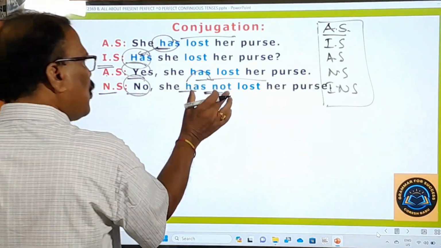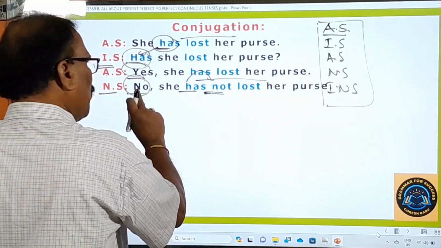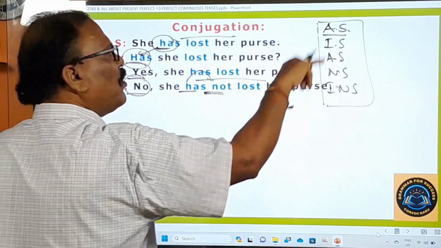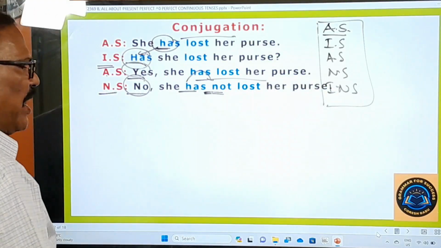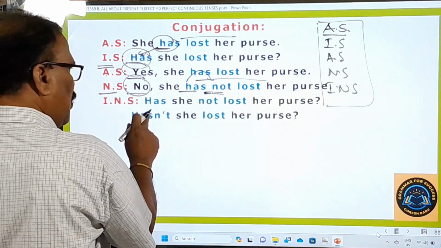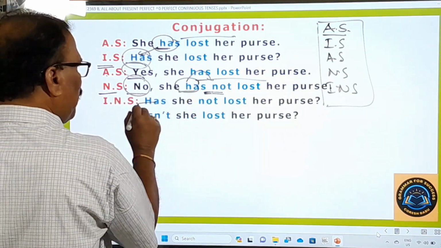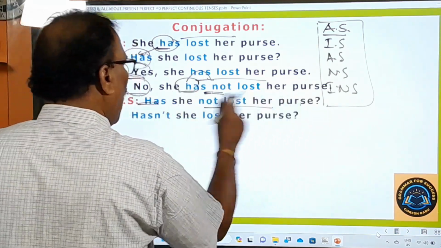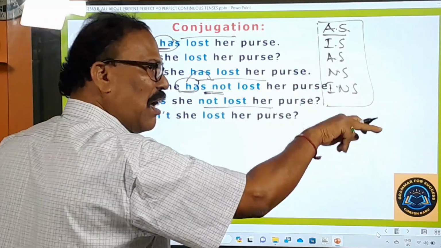And no, she has not lost her purse. That's the Telugu meaning of that. And now let us change this into question and bring it to the front position. Has she not lost her purse?